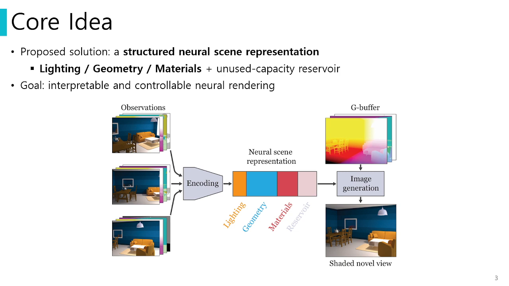Then, when the model renders a new view, it combines the structured representation with a G buffer. The G buffer gives information about what is directly visible in the current view. The neural scene representation gives information that is not directly available, such as lighting, materials, and hidden geometry. So the main idea is not just to render an image, but to make the neural scene representation easier to understand and control.